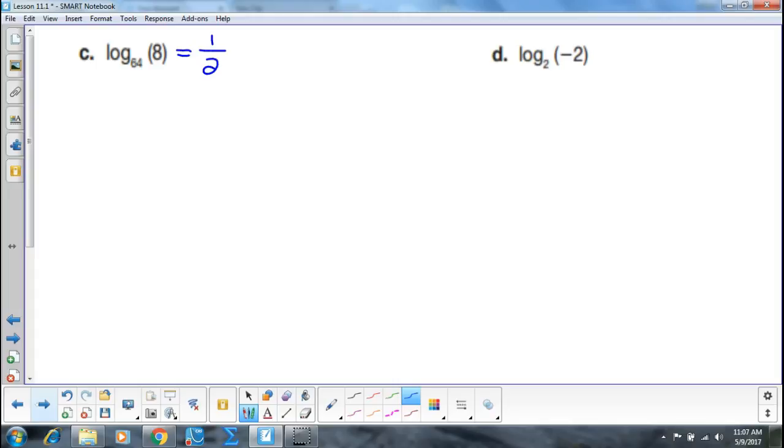What we got, Ben? Log 256 of 8. Log base 256 of 8 is not going to work out, no. Give me one. What do you got here? Log base 4 of 2. Log base 4 of 2 works out. I like it. Jacob? Log base 16 of 4.